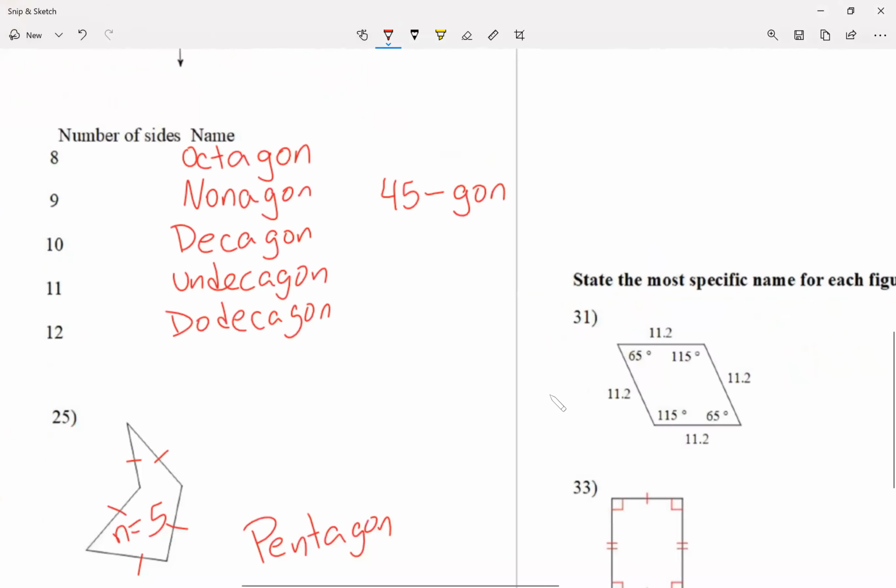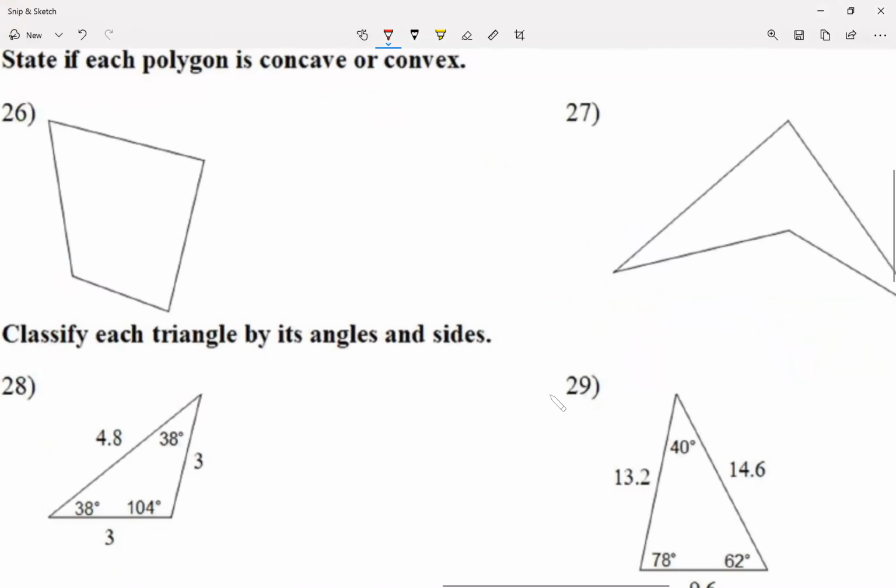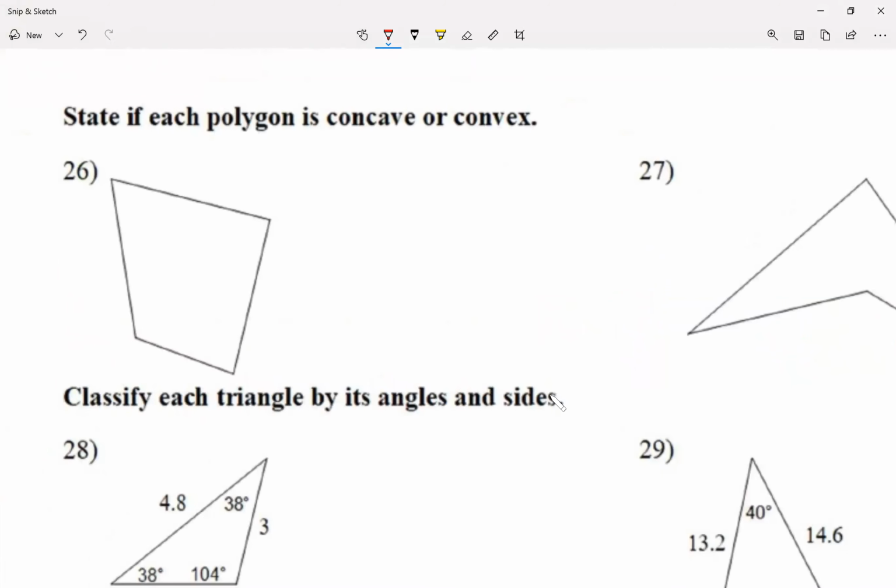Now, let's take a look at number 26. I'm going to be using names like concave and convex. Okay, so I want us to be able to see a polygon, and we're going to be able to tell whether they're concave or convex. Now, what does concave and convex mean?